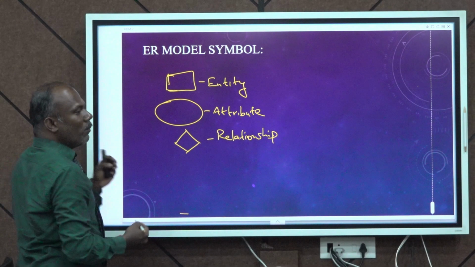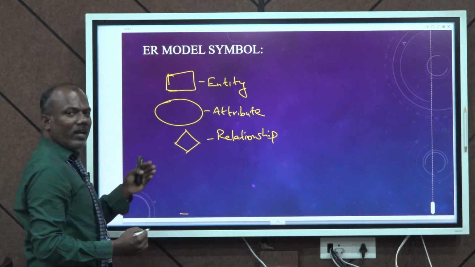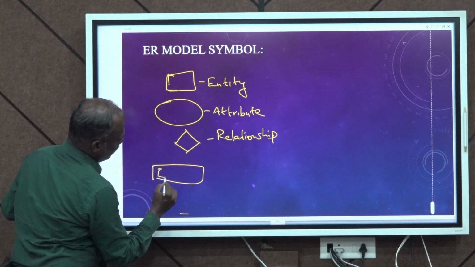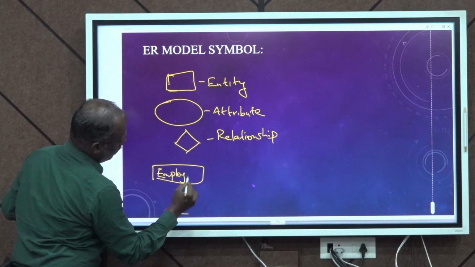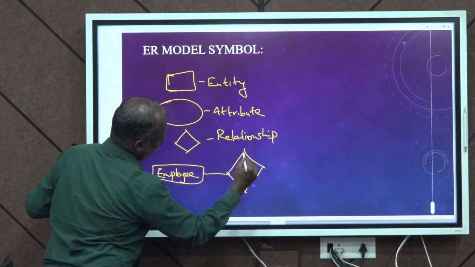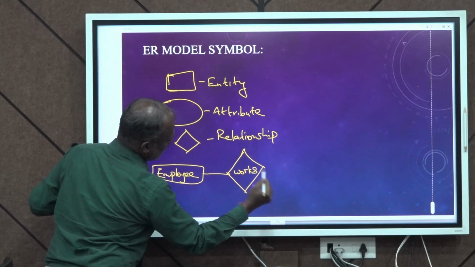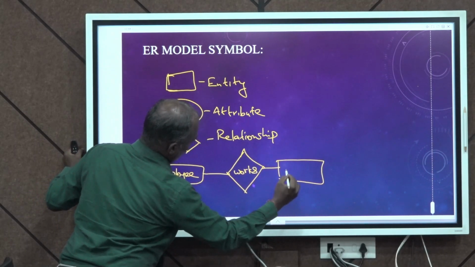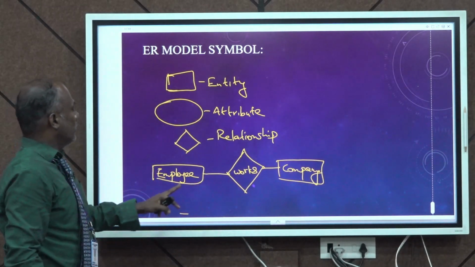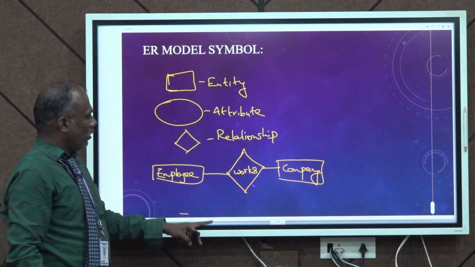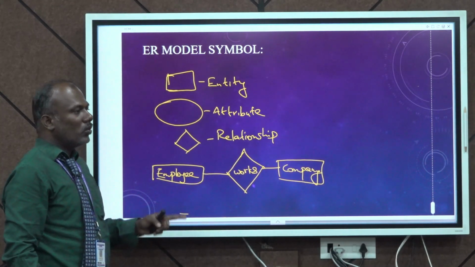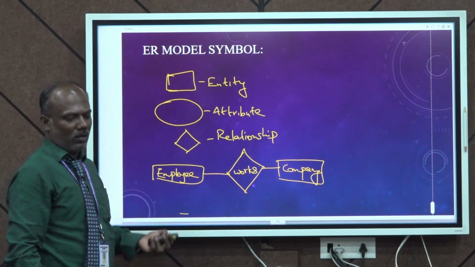For example, employee is working in a company. How can we draw the ER model? So, employee is the entity, is working, right. So, works is the relationship, is a company. So, entities are represented here, employee and company, and works is the relationship. So, in this way we can represent the ER model.